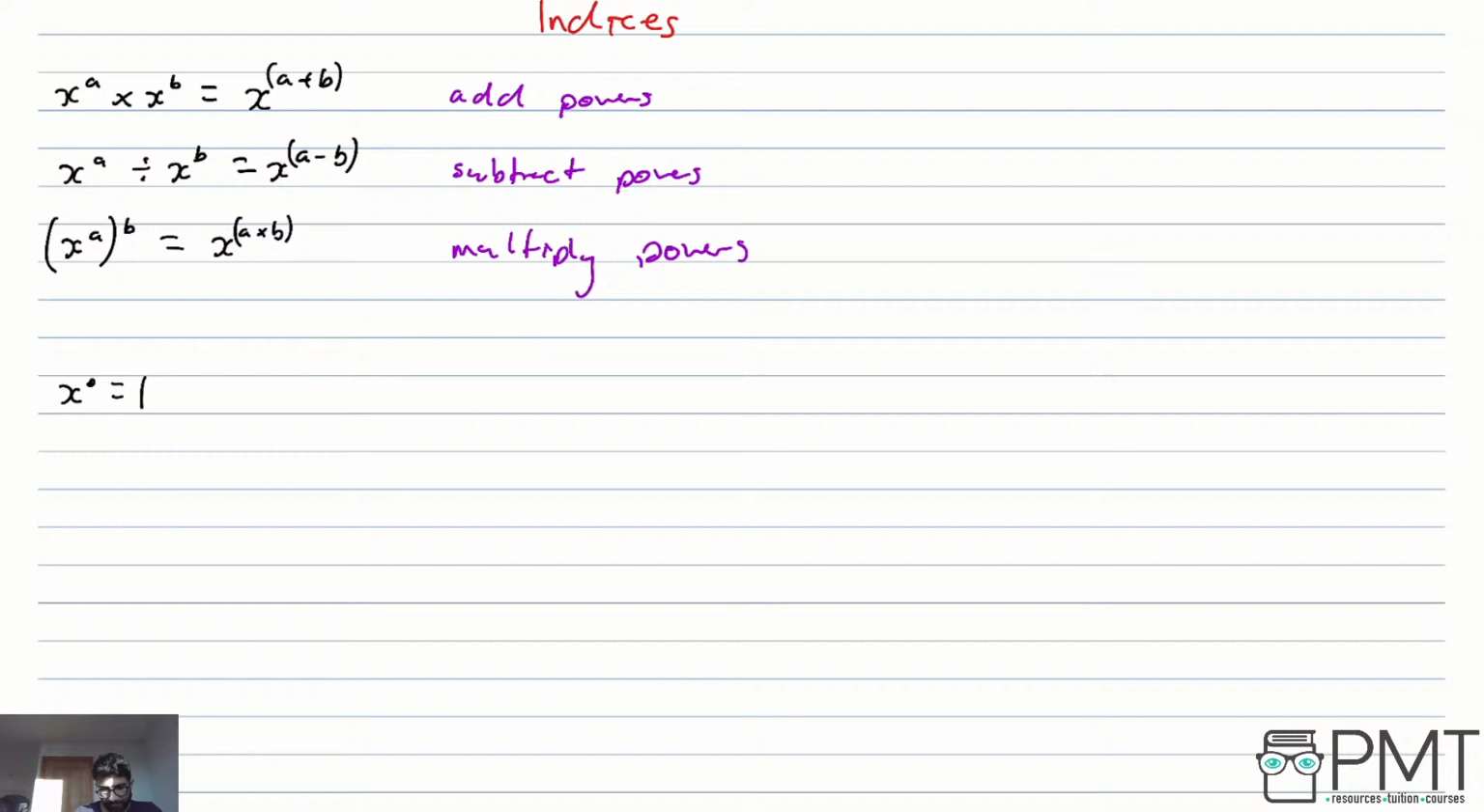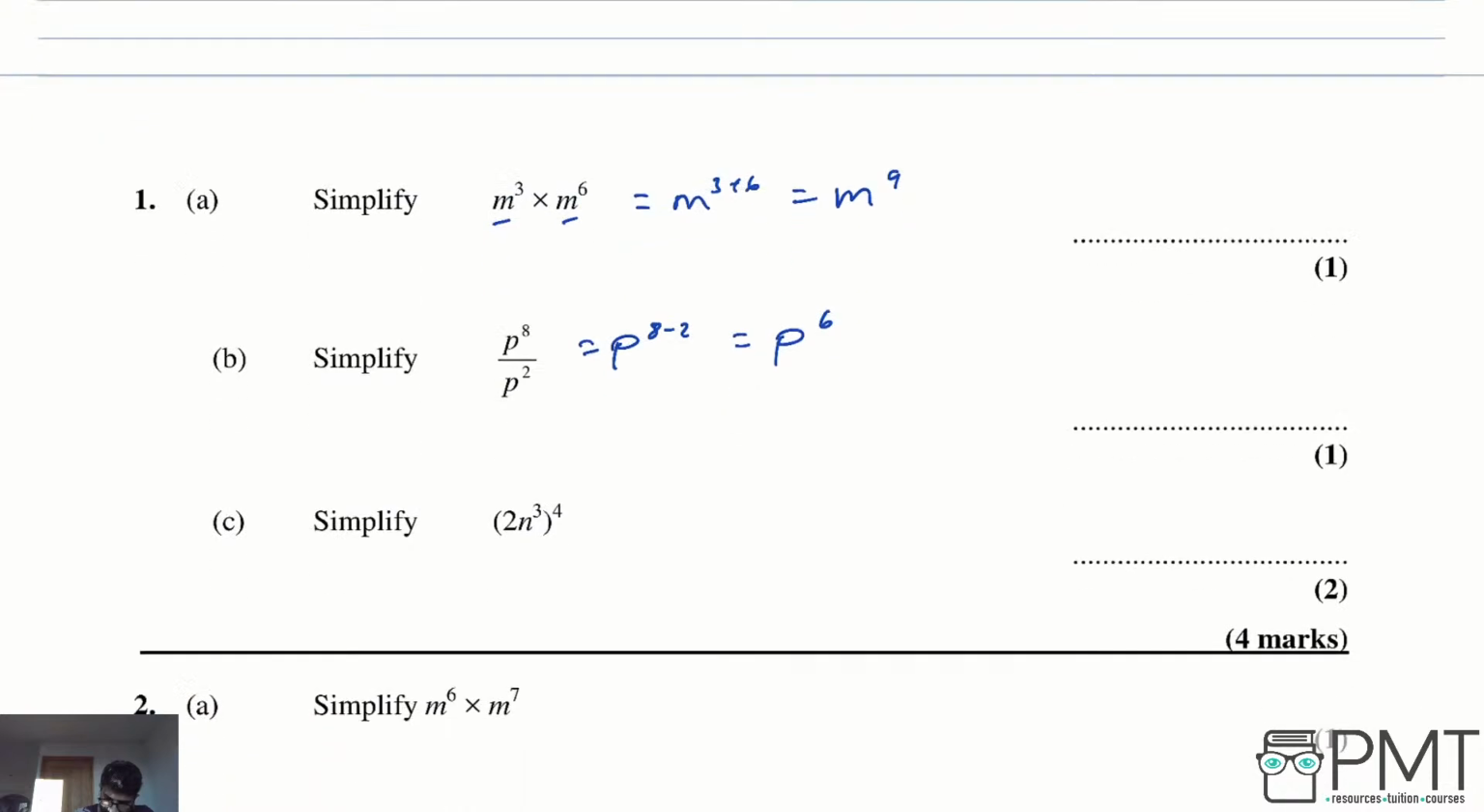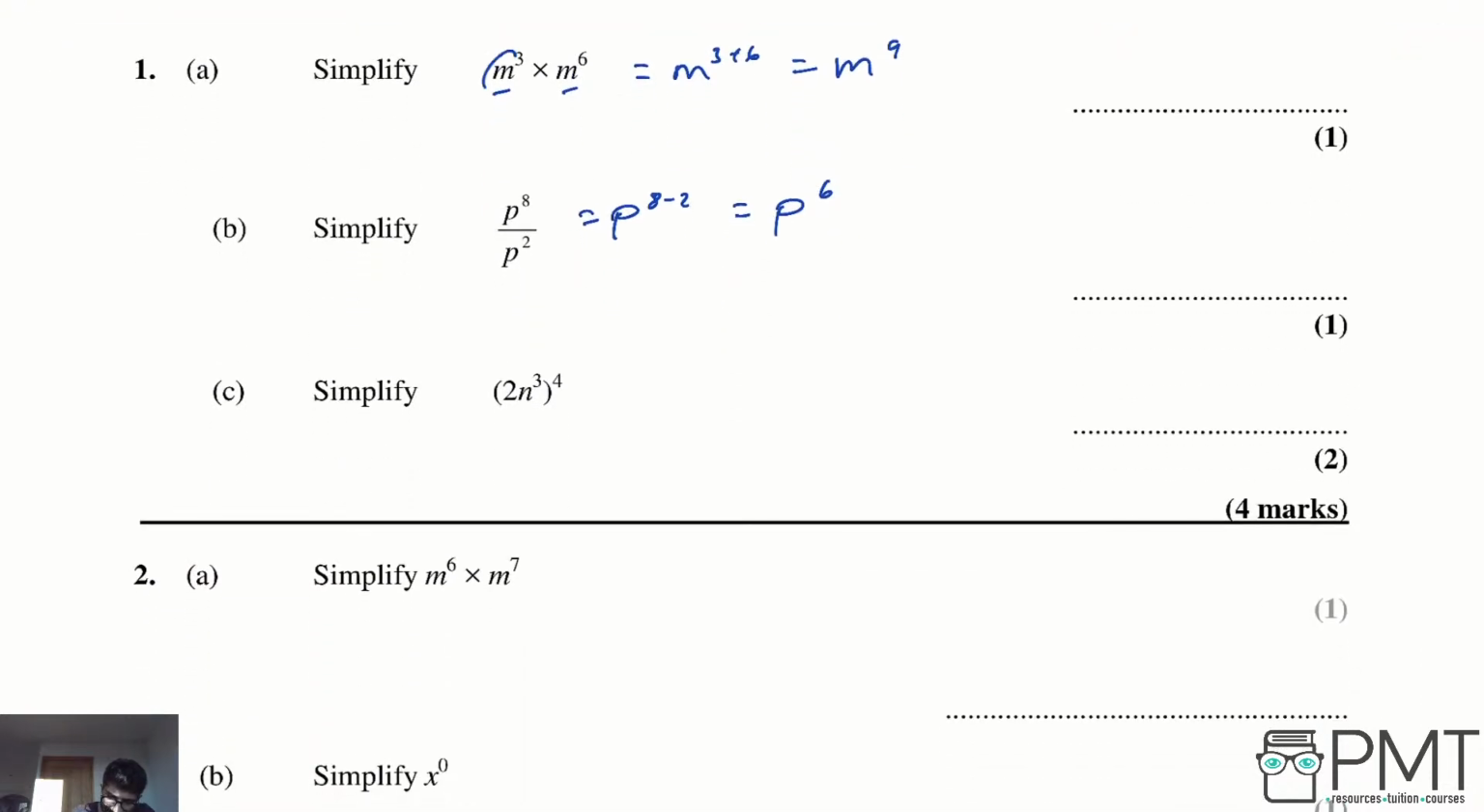I told you that if you have x to the a times x to the b, the rule is x to the a plus b. But why is that the case? Why is the rule to keep the x the same, instead of 2x? Can someone tell me, in this example, what does m to the 3 actually mean? If you write it out the long way, what is m to the power of 3?